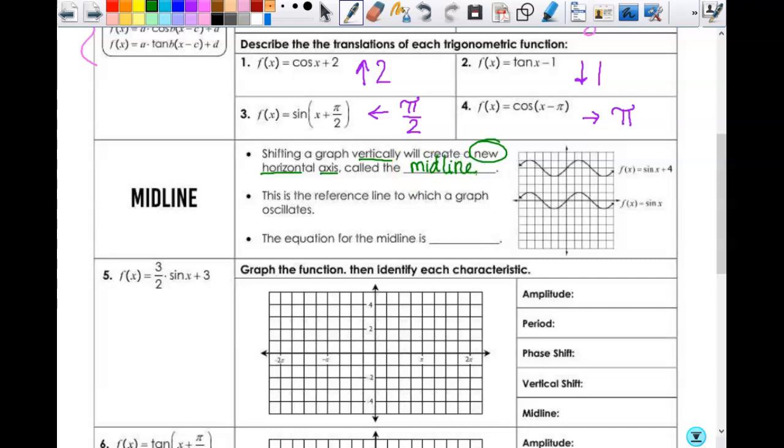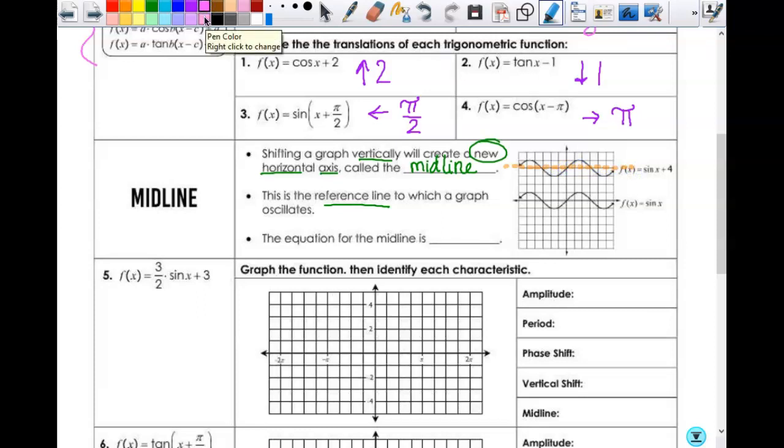Right? So this is a reference line on which the graph oscillates. Oscillates is that bouncing back and forth. Okay? So it's a reference line for us, which we will draw in like we do asymptotes. It's not an asymptote, but it's important for us to have a reference, so we do draw it in like that. So here, if I start with f of x equals sine of x, then I shift it up to sine of x plus 4, then my midline is right here.